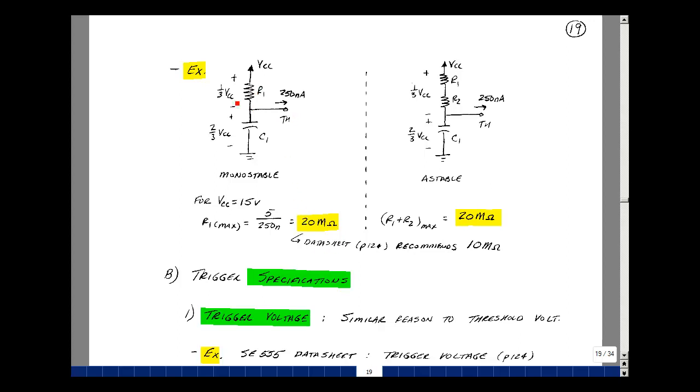So the biggest resistor you could put here is 20 megohms before the thing would stop working because of this specification. Now in the data sheet on page 124, they recommend nothing bigger than 10 megohms, just having a little bit of a safety factor in here. The same thing would be true for the sum of these two resistors.